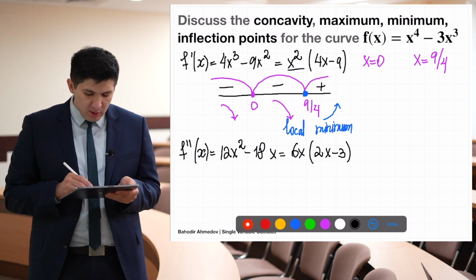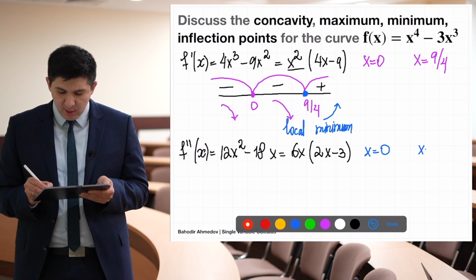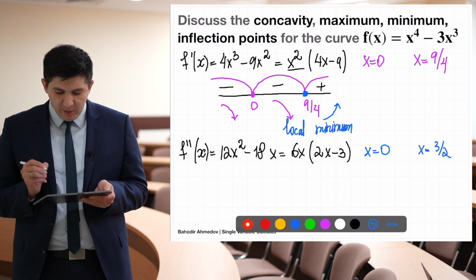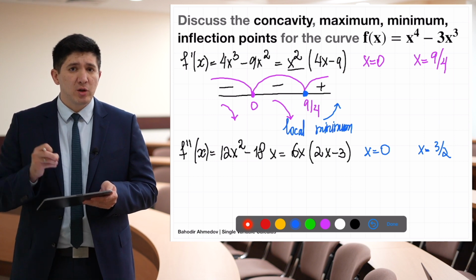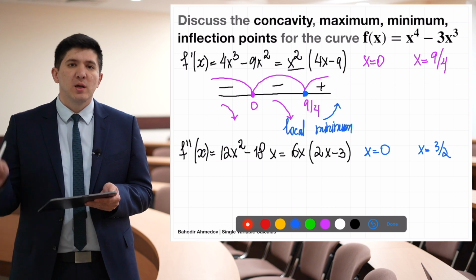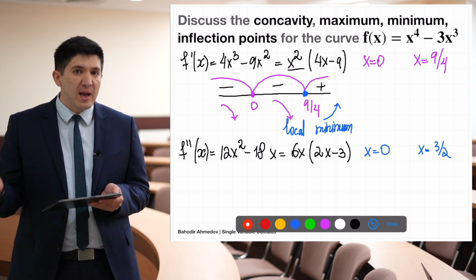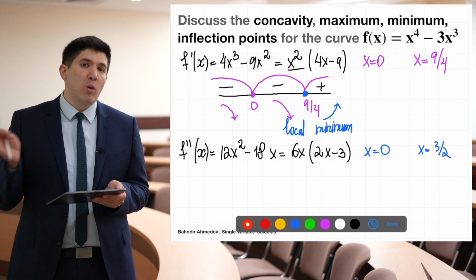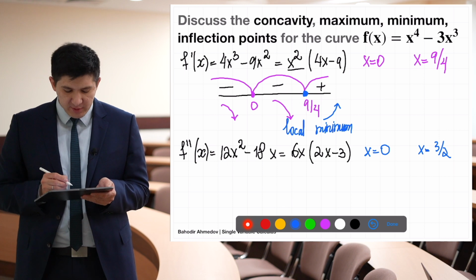Well, it has again two zeros. At x equals 0, and at x equals 3/2. And if you remember, the points where the second derivative is equal to 0 are going to be called the inflection points. Well, we've got two critical points, two inflection points, and now in order to understand where exactly the curve is concave up or down, I would like to understand the signs of the second derivative of this curve.